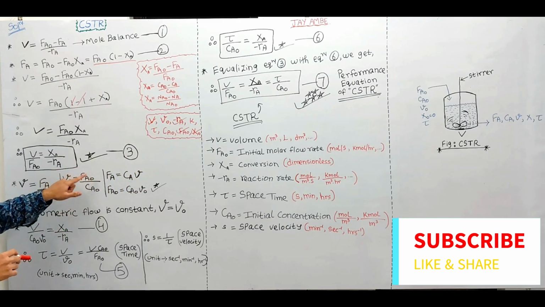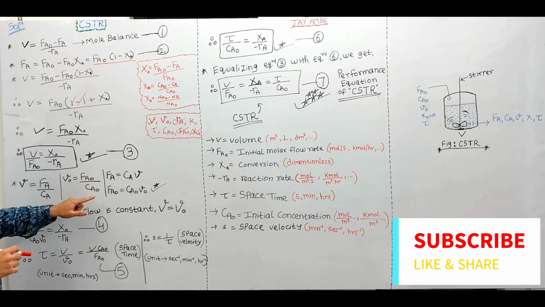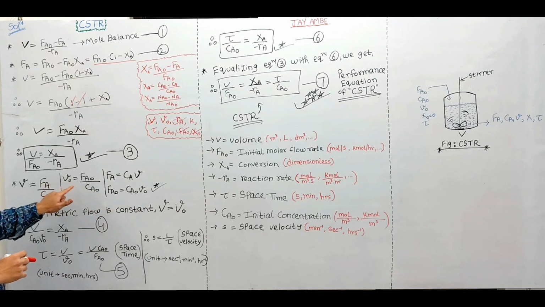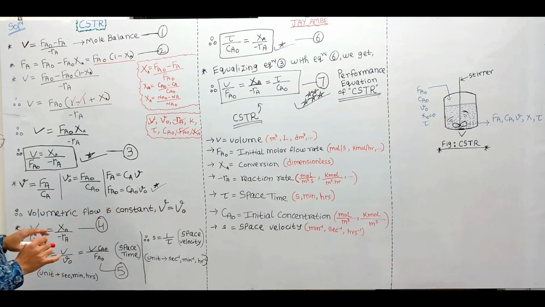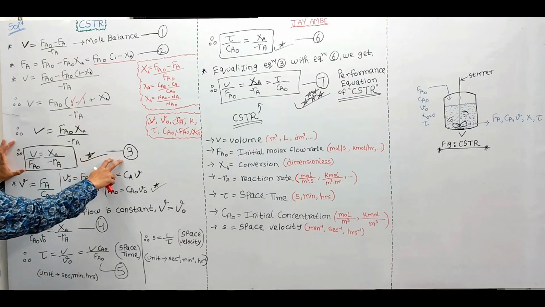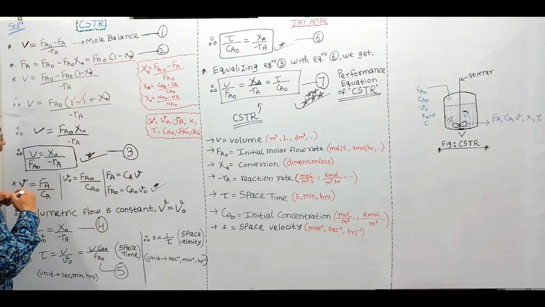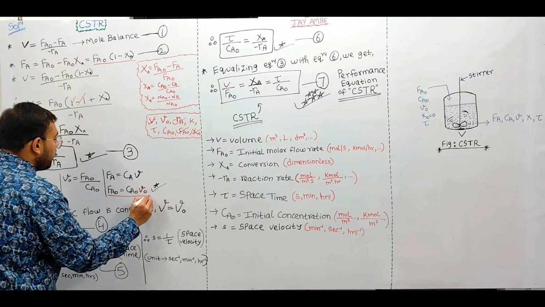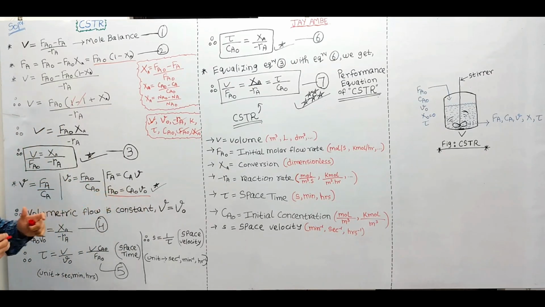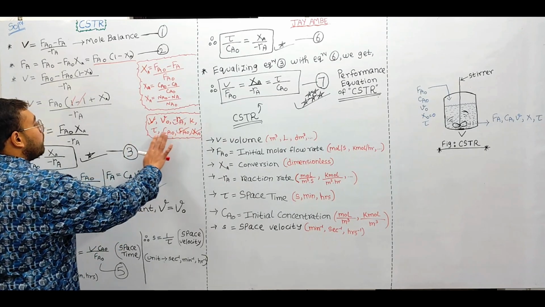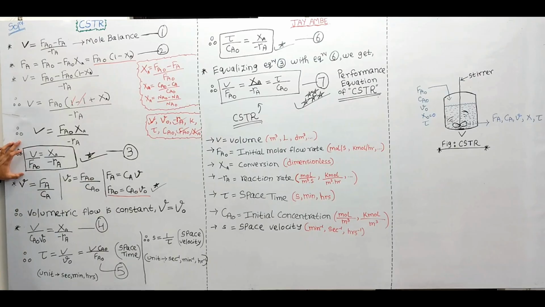Making Fa naught the subject, Fa naught is equivalent to Ca naught into nu naught. So in equation 3 we are replacing Fa naught by its value. We are modifying equation 3 in order to incorporate all these important variables into equation number 3.